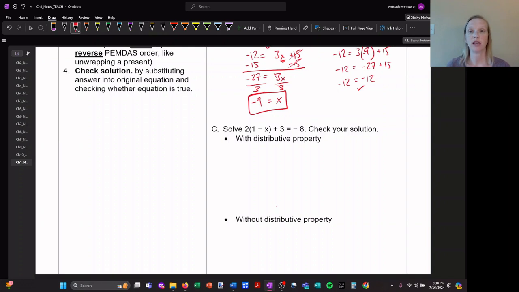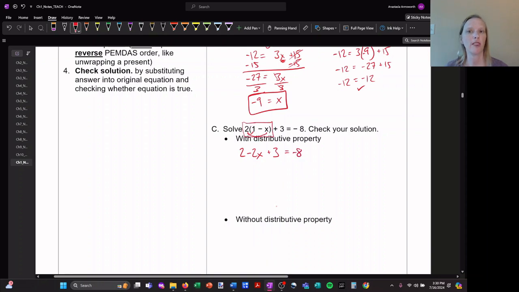Based off of the procedure that I've given you here, I suggested simplifying what you can. So I'm going to use the distributive property. I'm going to take that 2 and multiply it times each component inside the parentheses. So 2 times 1 is 2. 2 times negative x is negative 2x. I still have the plus 3, and that equals negative 8. So I've used the distributive property on that part of the expression.